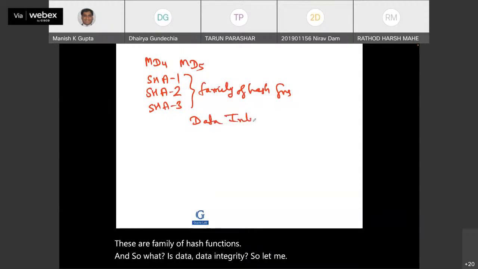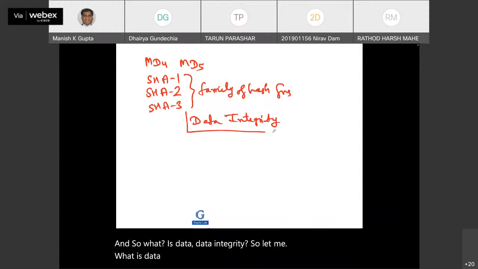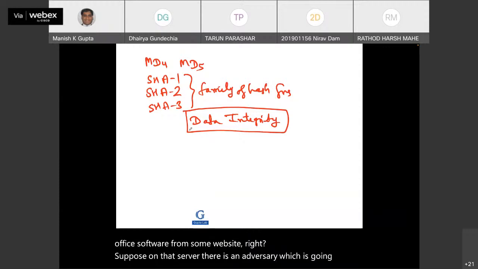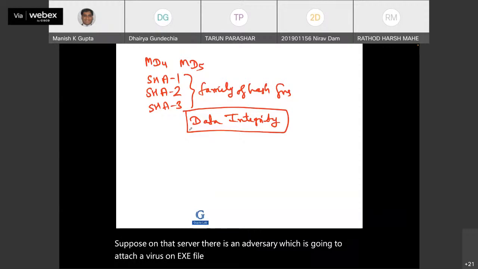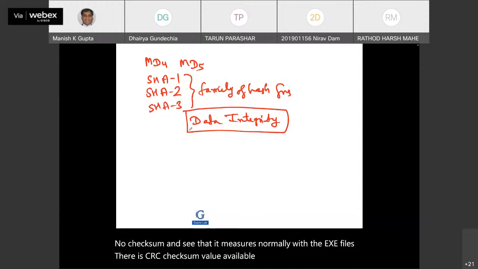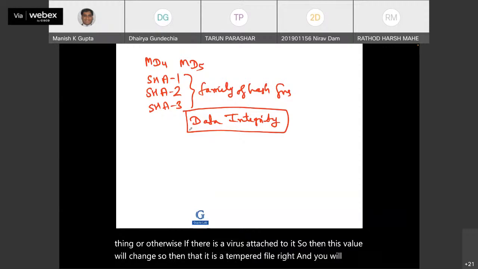So what is data integrity? Basically, you can think like this: many times you download a software exe file, or executable file of a software, from some website, right? Suppose on that server there is an adversary which is going to attach a virus to the exe file. So something has to be changed. You might have used this, for example, you check the CRC checksum and see that it matches. Normally with exe files there is a CRC checksum value available, so you can match it and see if it matches, which means it is authentic. Otherwise, if there is a virus attached to it, this value will change. Then you know that it is a tampered file, and you will not download that file.